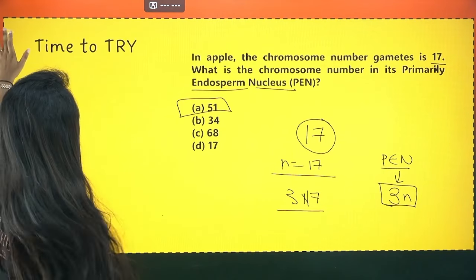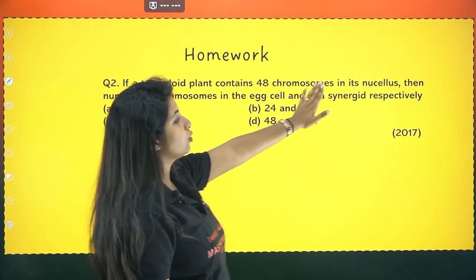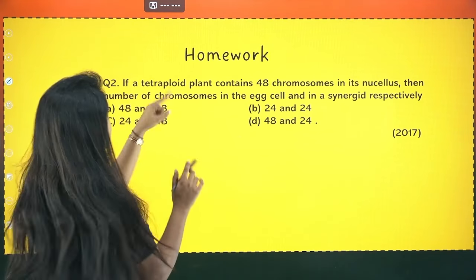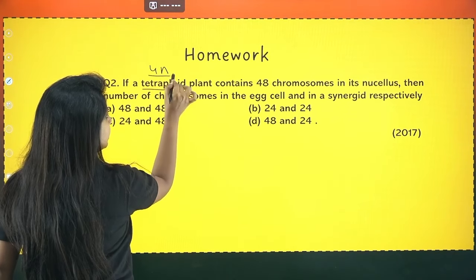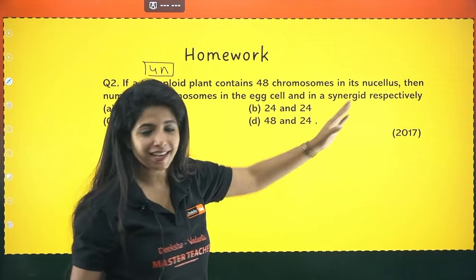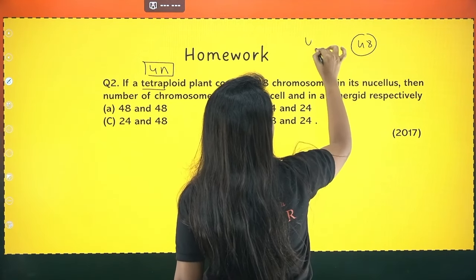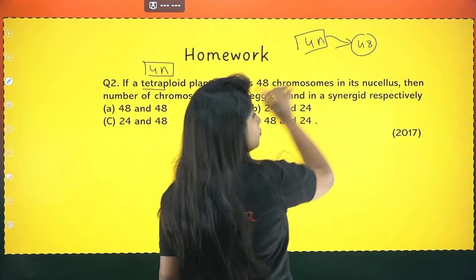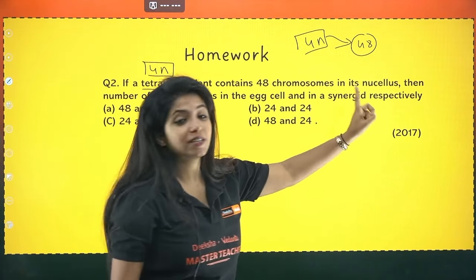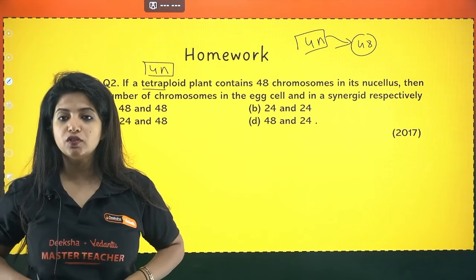Got it? Now I have a question for you to solve. If a tetraploid plant contains 48 chromosomes in its nucellus, which is a normal cell, then tetra means 4N. The cells of the nucellus have 48 chromosomes, and it is 4N in nature. Then the number of chromosomes in the egg cell and in the synergid respectively will be what?